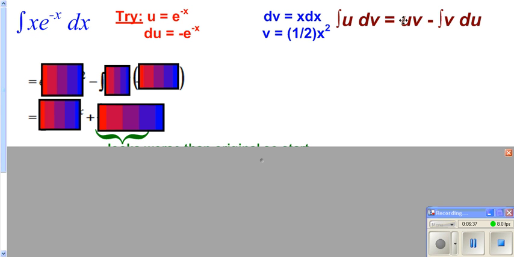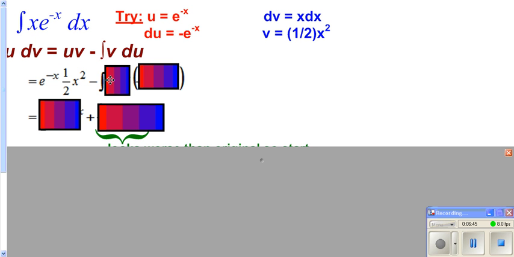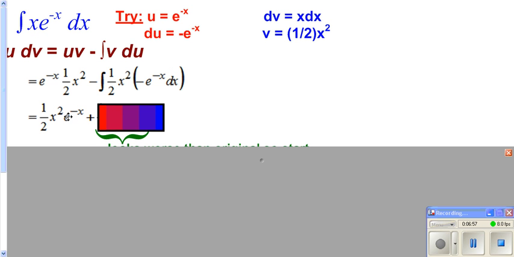And well, then when you use your integration by parts formula here, you got to go your u times your v, minus the integral of your v, this part right here, times your du, which is this. Well, when you simplify this down, just taking the half to the front, and this here, that negative undoes that negative, making it positive.